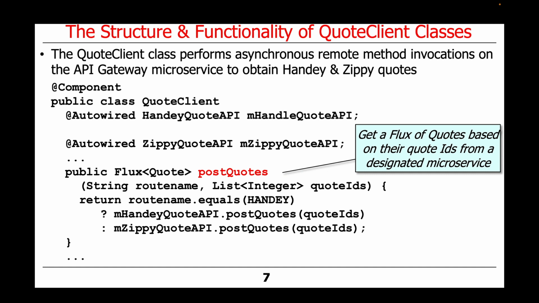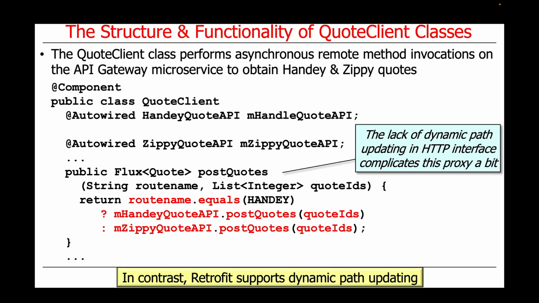Now, we define a bunch of thin proxy methods that will return fluxes of quotes based on various things. There's post quotes, there's one that is used to search, there's another one used to search for all the queries that match, one that's used to search for any of the queries that match, and so on and so forth. And all of these little methods return fluxes of quotes. This particular one returns a flux of quotes based on the quote IDs parameter, and it will go to the designated microservice, which is given by the so-called route name.